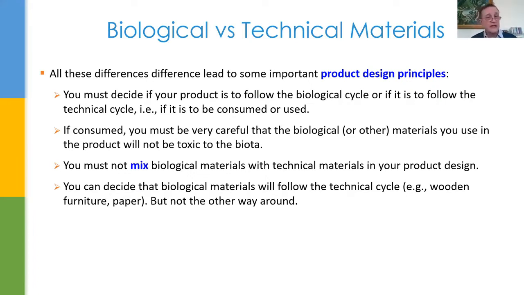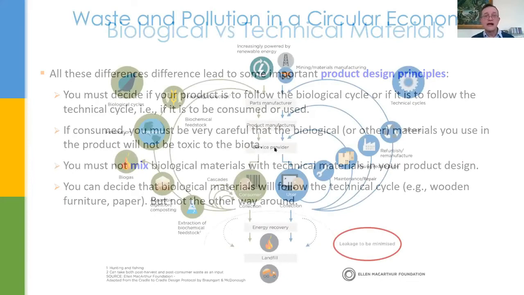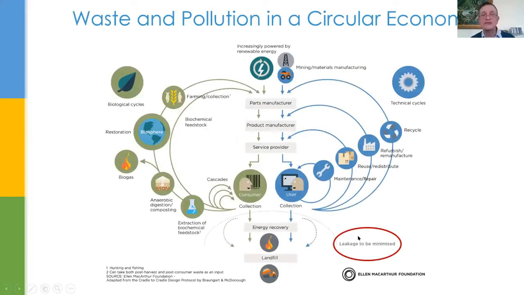The other thing is that you can decide that biological materials will follow the technical cycle. For instance, wooden furniture or paper would follow the technical cycles, but it can't be the other way around. There are no technical materials which should be designed to go into the biological cycles. All right, let's go back to this diagram and see what else it's telling us.